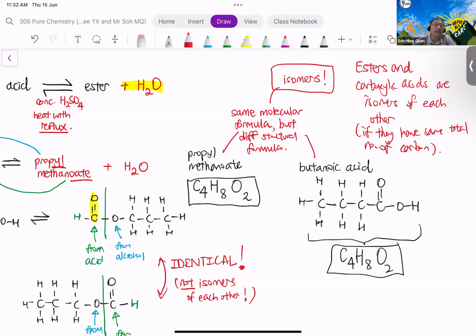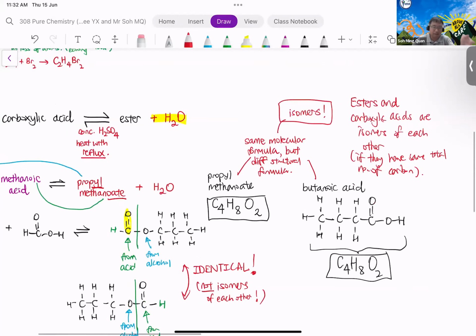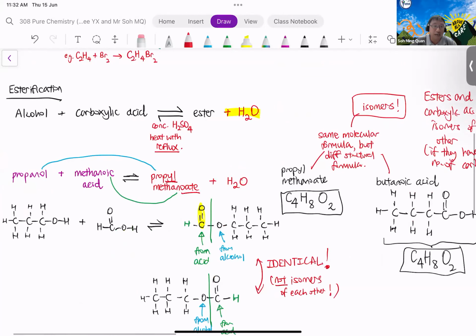Now, beyond saying that esters and carboxylic acids are isomers of each other, there's another common thing that I would like you to know, which is what we ended off term 2 with. If you recall our last chemistry lesson in term 2, we went through chapter 23, enrichment, where I threw you a sort of curveball situation. What was the curveball? Now, we know that alcohol plus carboxylic acid forms ester and water. Don't forget the water.